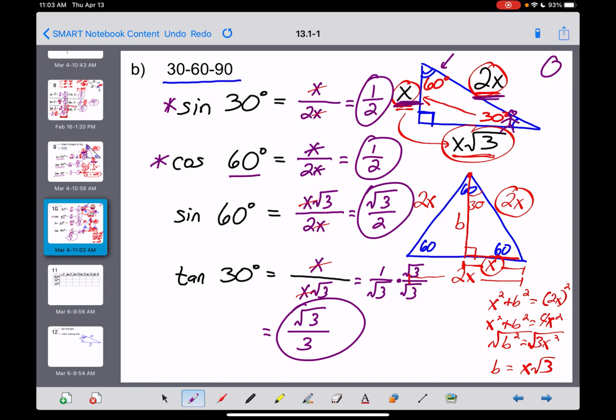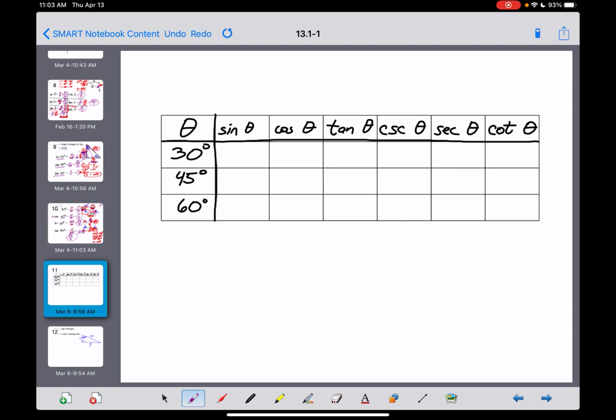Okay, so that's what a 30-60-90 looks like. And I'm not going to go through this, so don't put this in your notes here, guys.